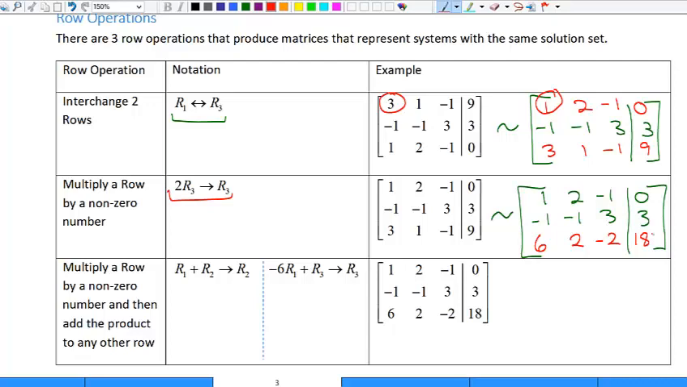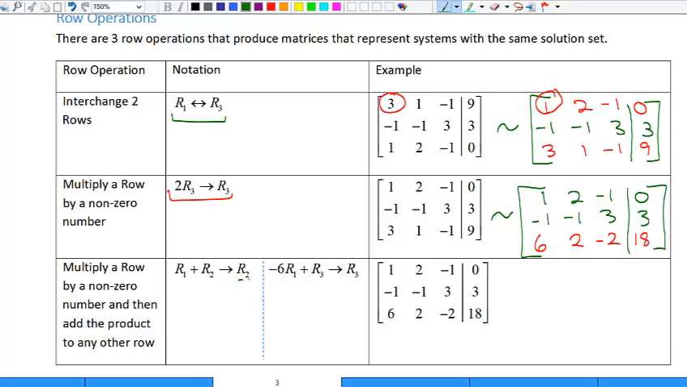So I have 2 examples here for you. The first example says I want to take row 1 plus row 2, and then this arrow says put that answer back into row 2. Then my second part, I'm going to take negative 1 times row 1, add it back to row 3, and put it back into row 3. So I'm going to give you 2 examples here.